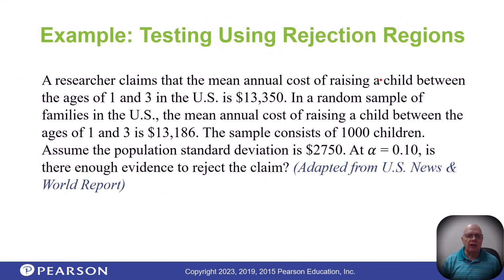Here's another one to try. Last example, I think. We've got the mean cost of raising a child between the ages of 1 and 3, and we're saying that the cost is $13,350. So the claim is it's $13,350. What's the opposite of that? It's not. Which means it's going to be a two-tailed test.